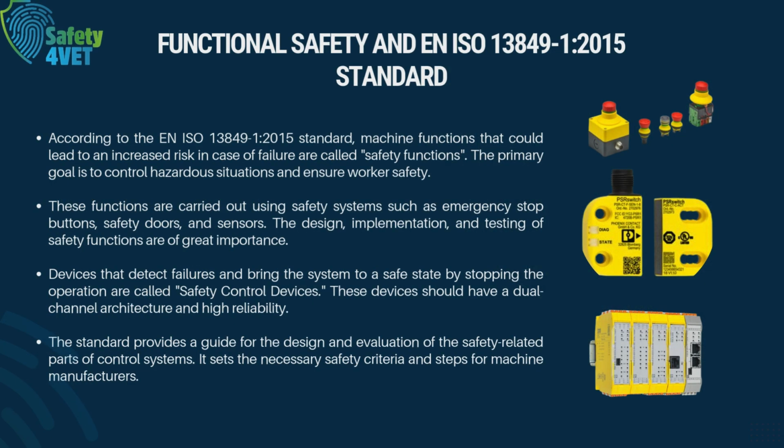According to the standard EN ISO 13849-1, 2015, functional safety refers to the safe management of machine functions that could lead to increased risk in case of failure. Safety functions are designed to keep hazardous situations under control and ensure worker safety. These functions are carried out through various systems, such as emergency stop buttons, safety doors, and sensors. Safety control devices detect failures and bring the system to a safe state, ensuring high reliability.